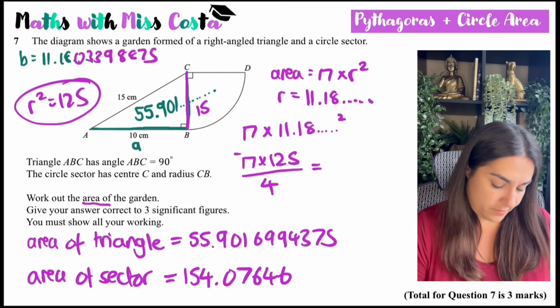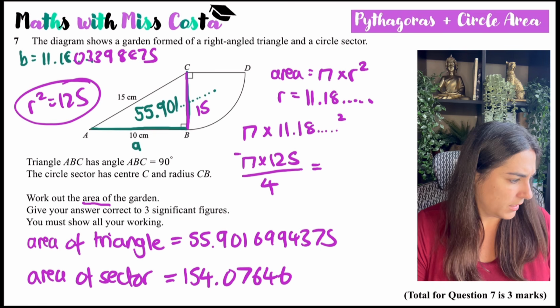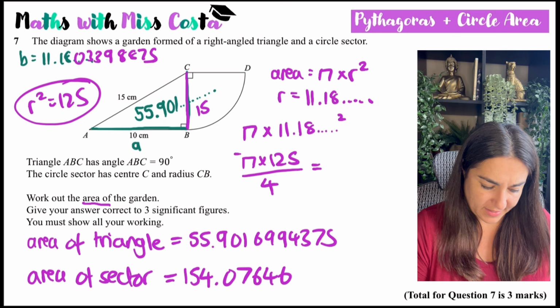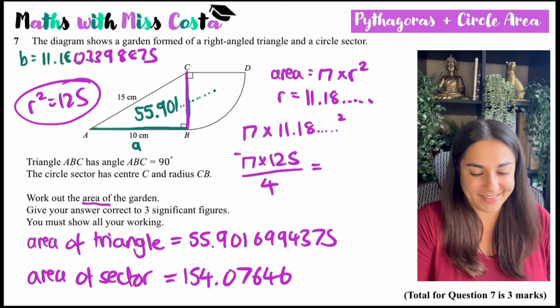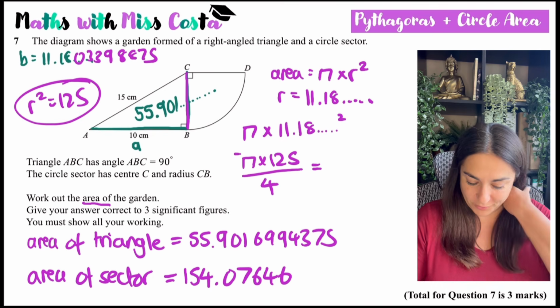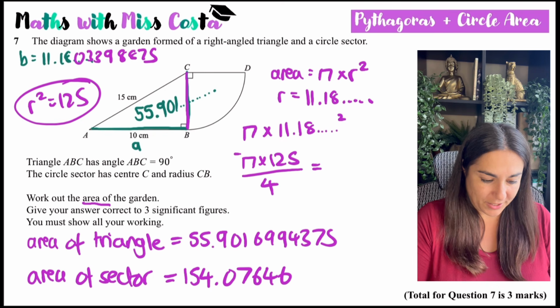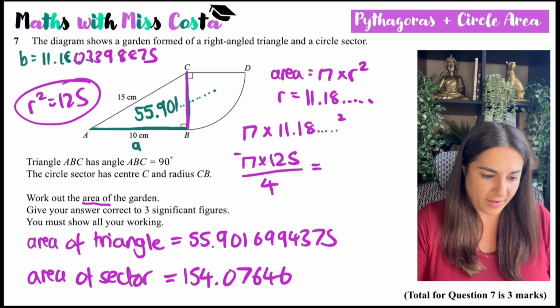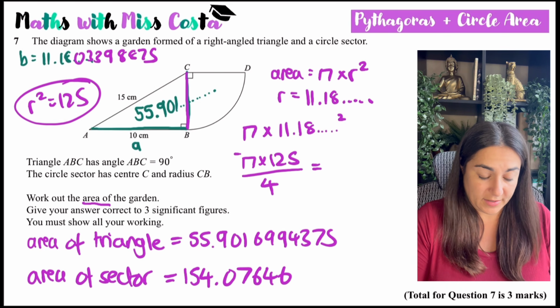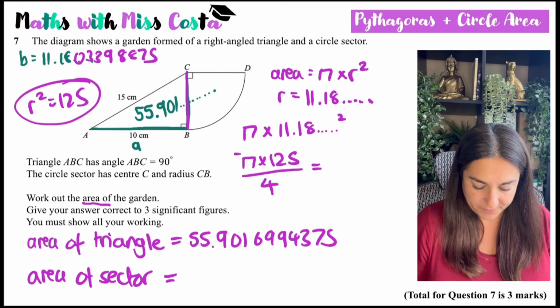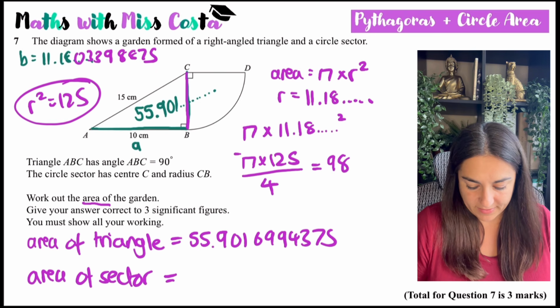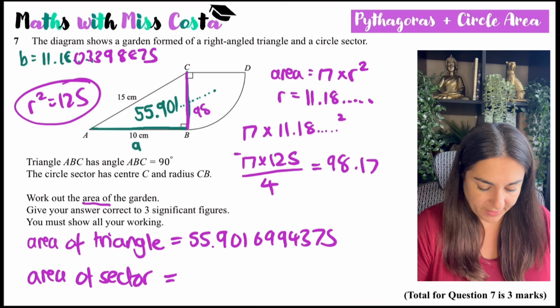Oh no, sorry, that should have been... I worked it out, but now I'm copying out the wrong thing. Okay, so let's do it. So shift pi times 125 divided by 4 is 98.17. So let's rub this out. It's going to be 98.17.